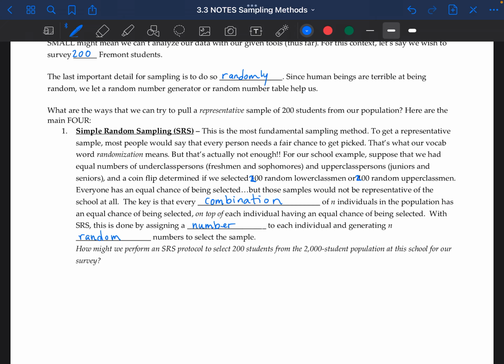Take a moment and think about, all right, if we have, let's say, exactly 2,000 students, okay, we're going to go with that. Exactly 2,000 students. Then, how would you use a random number table in order to select 200 students? Think about that and write down your process here.